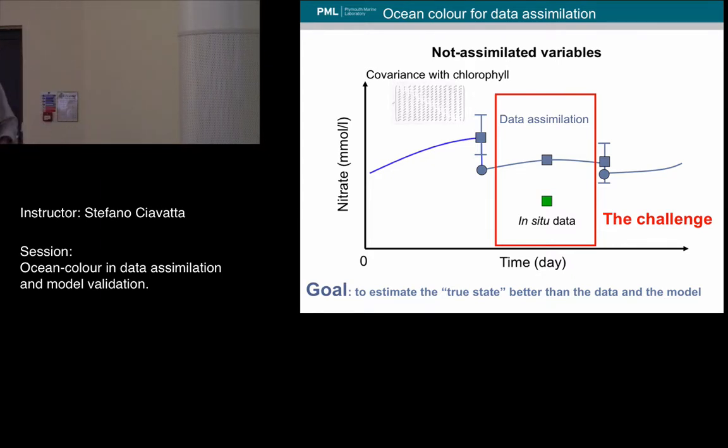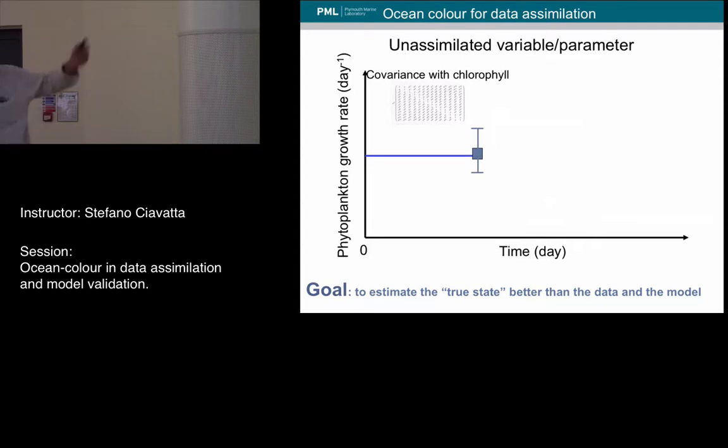We will see why. But the nice thing, maybe the nicest, is that you can also estimate, through data assimilation, parameters of the model. For example, the phytoplankton growth rate. Again, by looking at the cross covariances between the chlorophyll that you are simulating and these parameters in the model. I'm afraid we will not have time to talk about this kind of application, which is the nicest one.